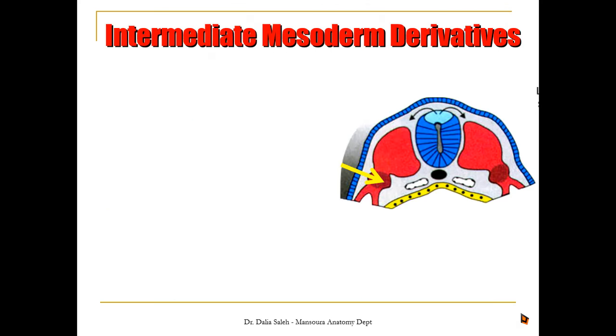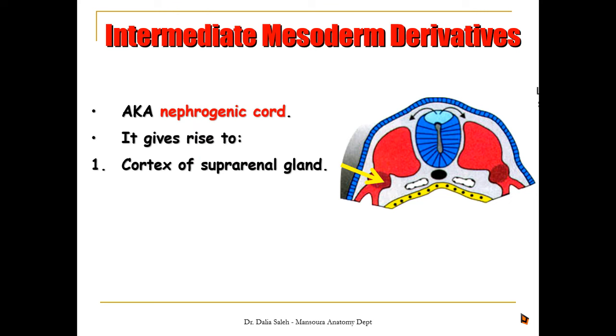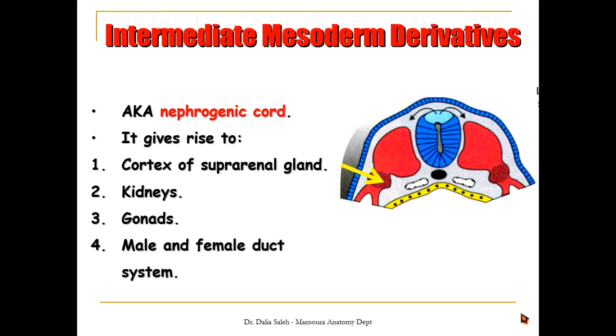The intermediate mesoderm, which lies lateral to the paraxial mesoderm, is also known as the nephrogenic cord, and it gives the urogenital system. So its derivatives include the cortex of the suprarenal gland, the two kidneys, the gonads, testes or ovaries, and the male and female duct systems. In the female, this means the uterine tubes, the uterus, and the upper part of the vagina. In the male, this means the epididymis, the vas deferens, and so on.